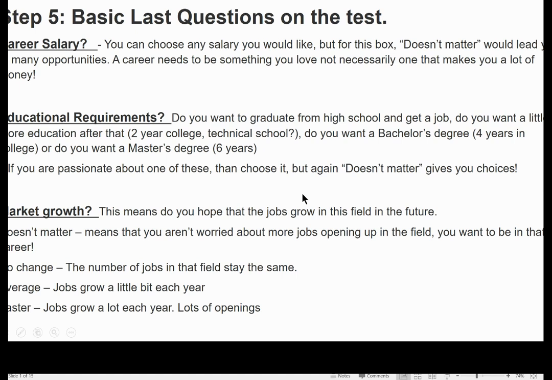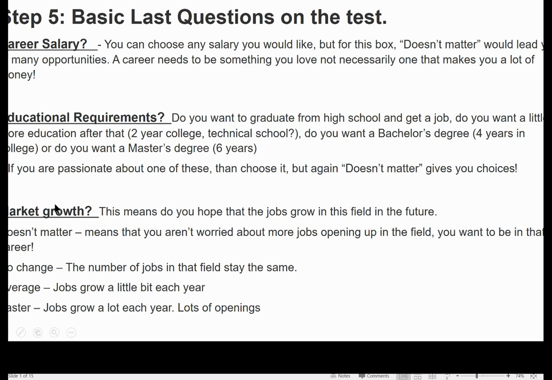Educational requirements. You're given a choice between a couple. Would you rather just go out and work after high school? Would you rather go to a 2-year college or technical school, a bachelor's degree, which is 4 years in college, or a master's degree, which is 6 years in college? Again, if it doesn't matter to you, you can leave don't matter, but if it matters, pick one that you're interested in.